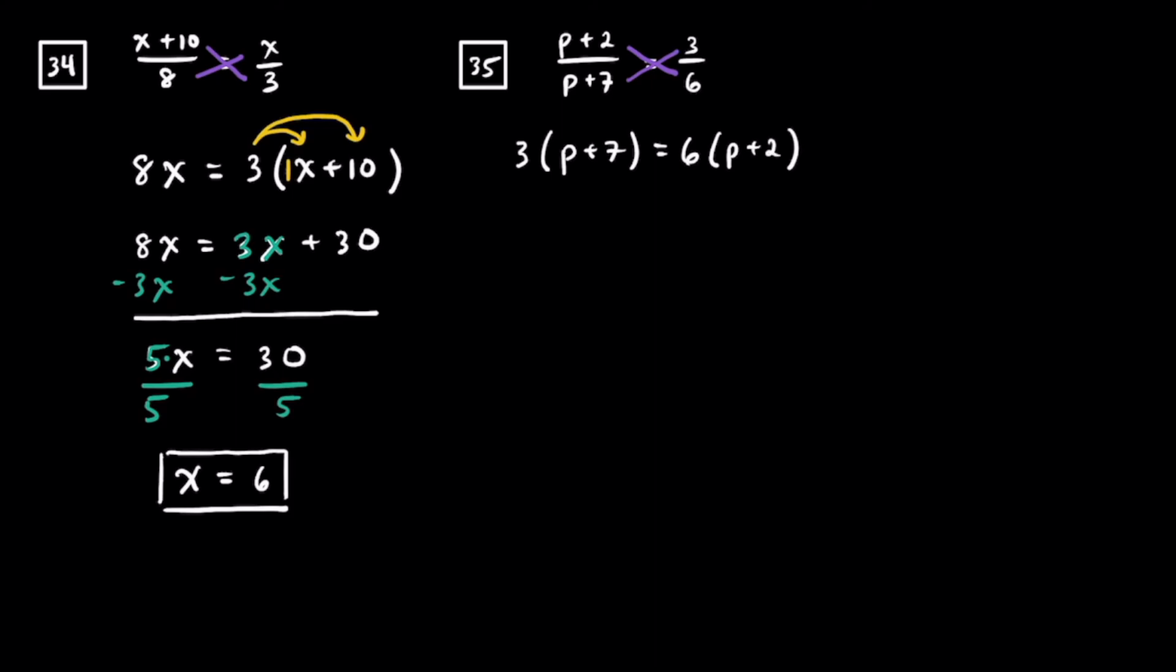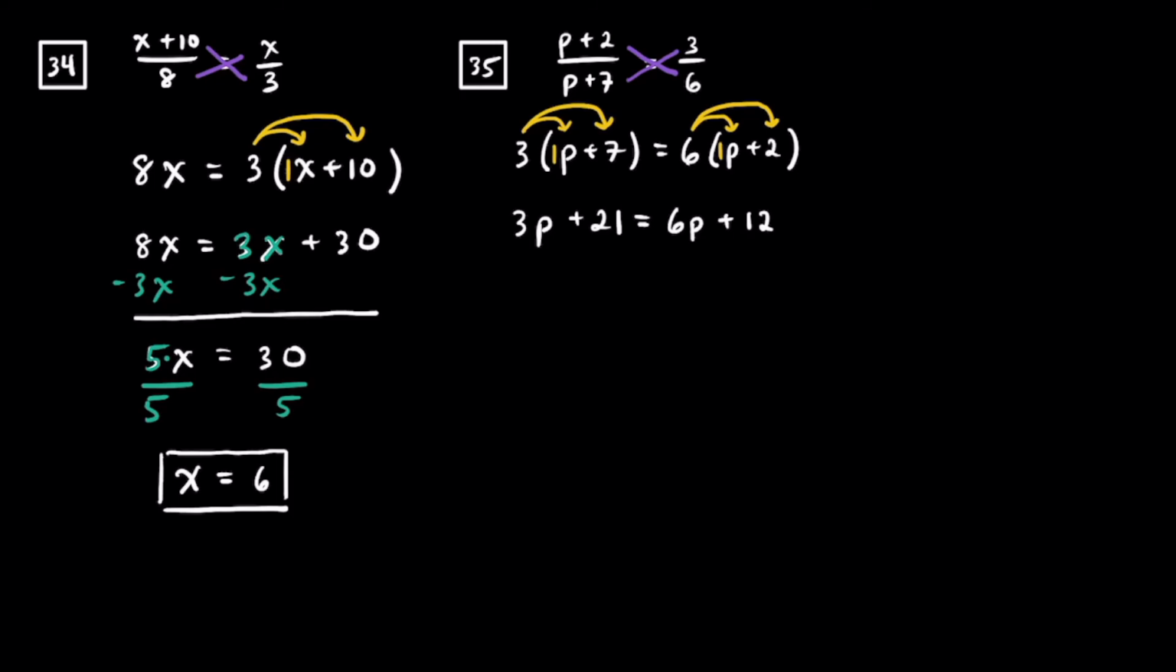Okay. Going ahead and distributing 3 times this 1p. 3 times 1 is going to be 3, so we have 3p. And then 3 times this positive 7 is going to be positive 21, so we can write plus 21. And then to the right, 6 times this 1p, that's just going to be 6p. So we can write 6p here. And then 6 times this positive 2, that's going to be equal to positive 12.